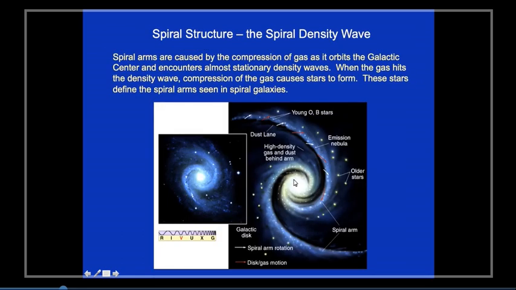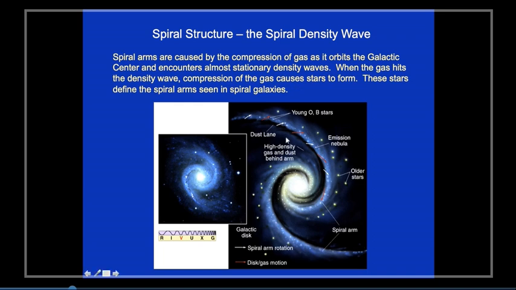And this is sort of the idea behind a spiral density wave, that the spiral arms are caused by the compression of gas as the material orbits the galactic center. And when the material, gas and dust, hits the density wave, which can be almost stationary in the galaxy, then stars will form because of the compression of gas that occurs in this density wave.